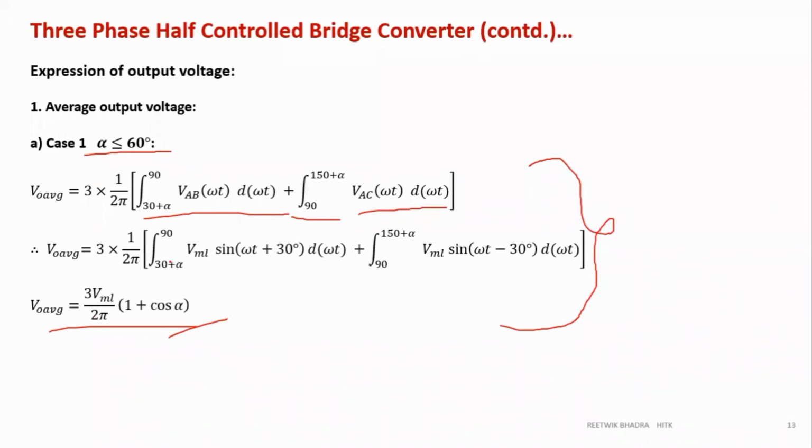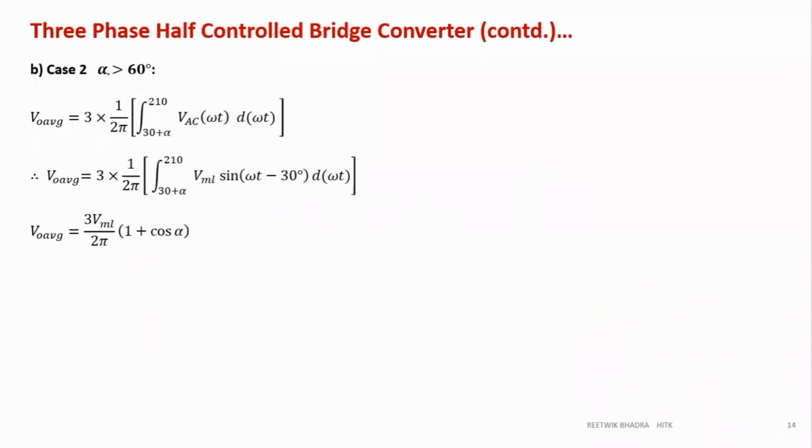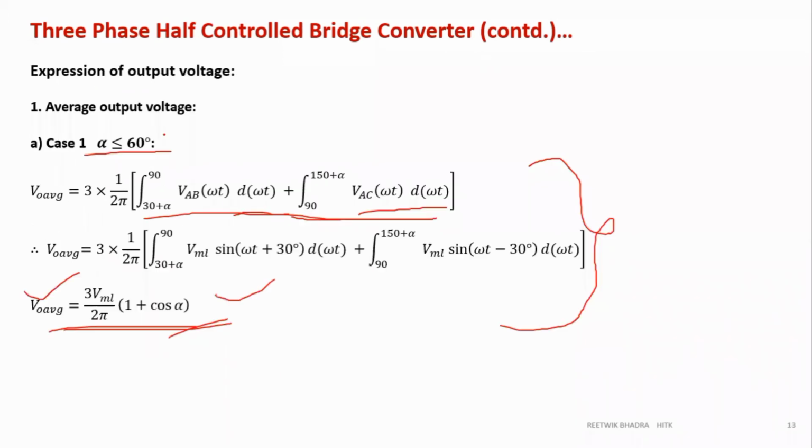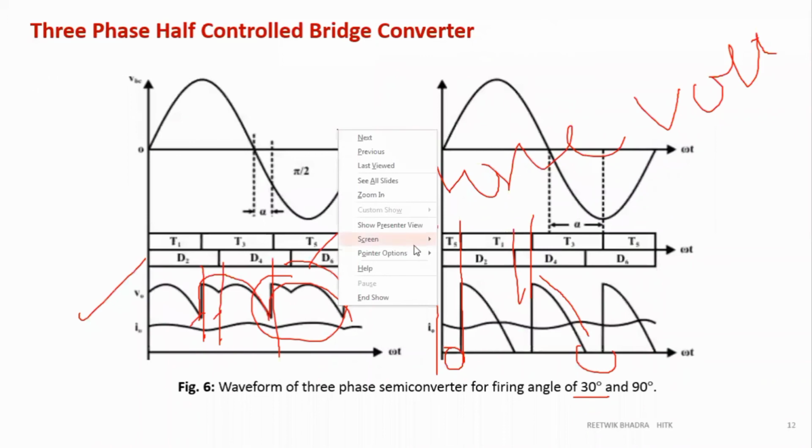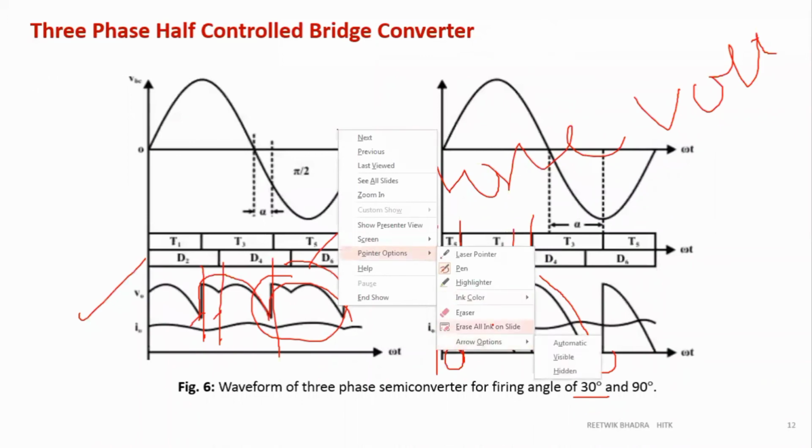But for your exam, you just need to understand how this formula is coming. This last formula is very important, so you should know this last formula, V naught average. Now, for alpha greater than 60 degree, we'll take a conclusion from here and see what is happening in the equation.